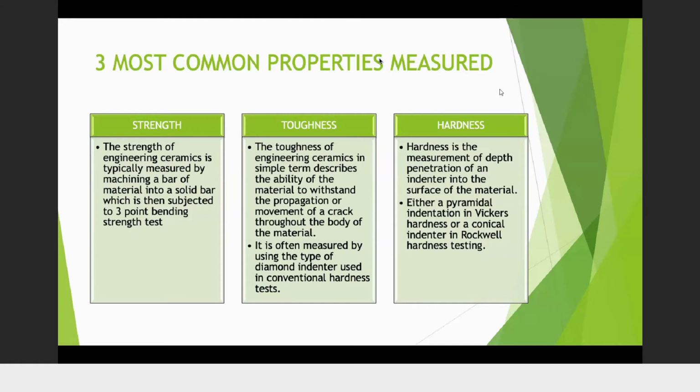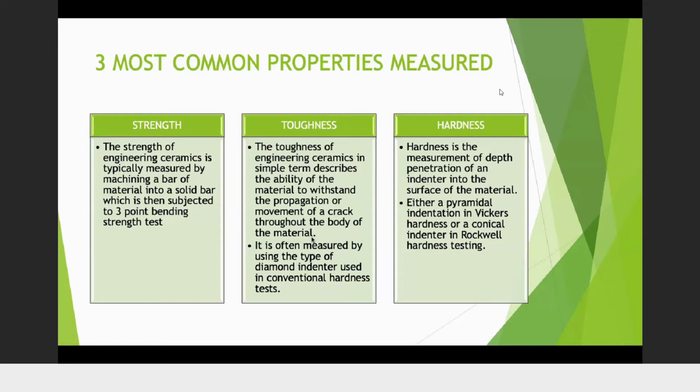Okay, and we also have the toughness of the ceramics. In simple terms, it is the ability of the material to withstand the propagation of cracks throughout the body of the material. In ceramics, we often use a diamond indenter in a conventional hardness test to measure the toughness. And hardness is the measurement of the depth of penetration of the indenter into the surface of the material. We can use either pyramidal indentation or vitreous hardness, right?